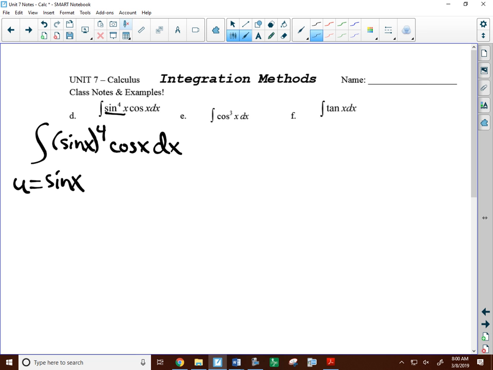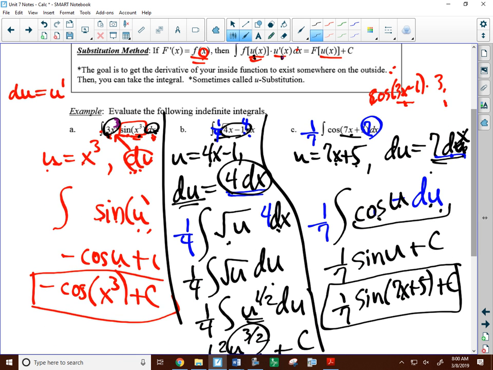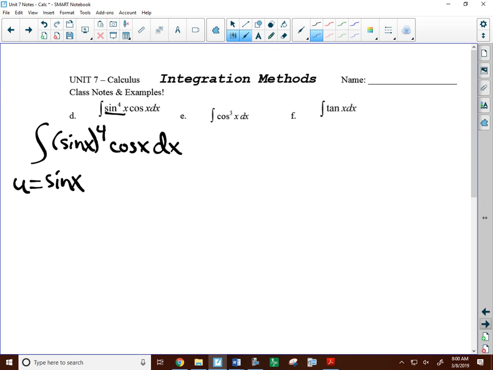Yeah, we want u to be the inside. Here, I'll go back on these. Here the inside was the 4x minus 1. Here the inside was x cubed. Here the inside was the 7x plus 5. In general, it's the inside. Now we're going to see in our next example where it's not going to happen, but you gotta choose wisely with u. If you don't, then it's not gonna work. But this one I choose u as sine x.